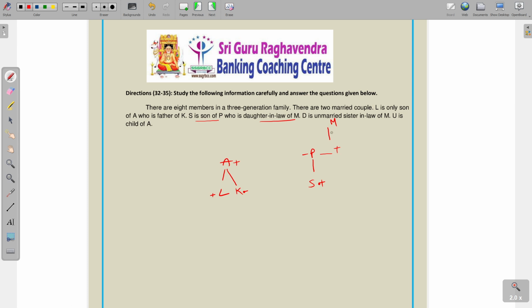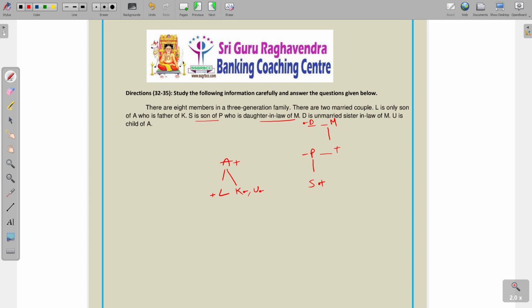So here we get 3 generations. Okay, D is unmarried sister-in-law of M. So M has a husband or wife and D is sister of this person. Okay, she is unmarried. Next, U is child of A, in the sense U is placed here. U is also female. Why? Because L is the only son of A. Okay, so it is the final output.